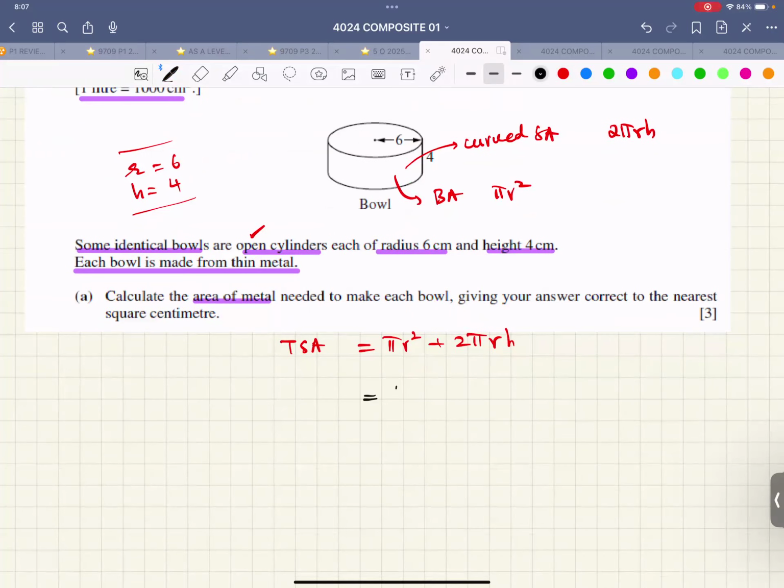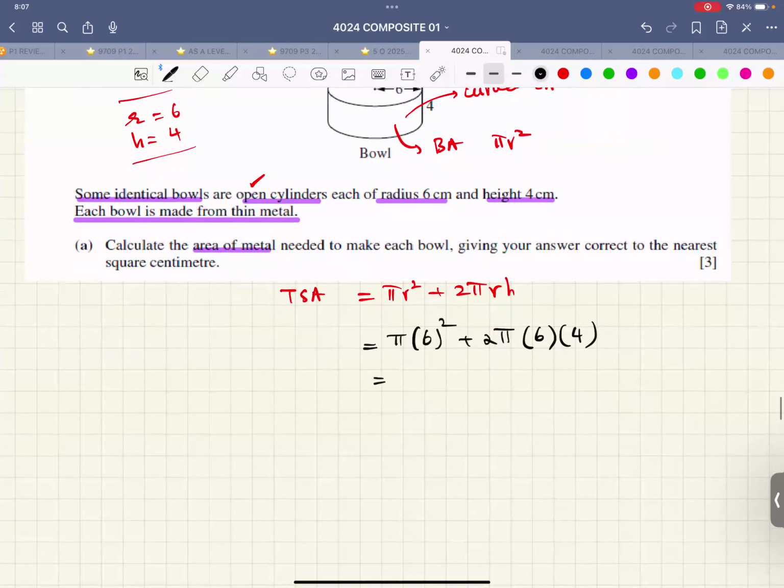First of all, I'll write pi r squared. That is pi times 6 squared. This is 2 pi r h, where r is 6 and h is 4. So this is 36 pi. 6 fours are 24, and 24 plus 24, that is 2 times, that is 48 pi. So 36 plus 48 is 84 pi.